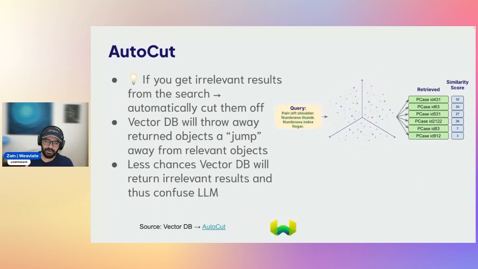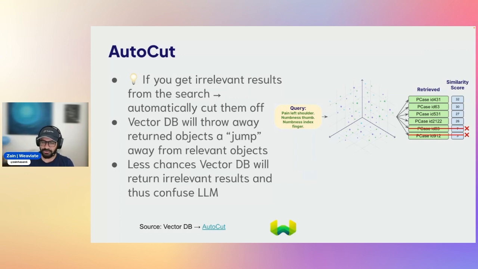So what the AutoCut feature is going to do is identify that there's a big jump between the first 4 and the last 2. And so we automatically cut the last 2 off, even though you asked for 6, and you'll get back this high quality top 4, and it's going to drop out the last 2.